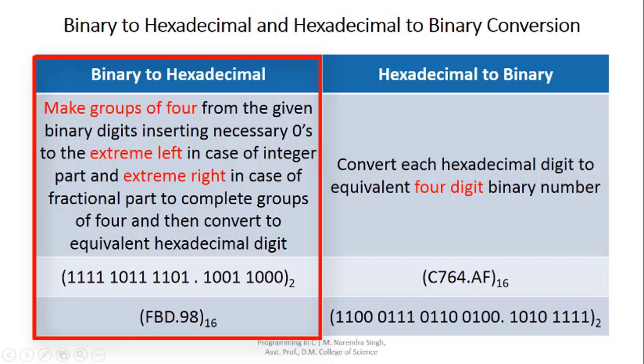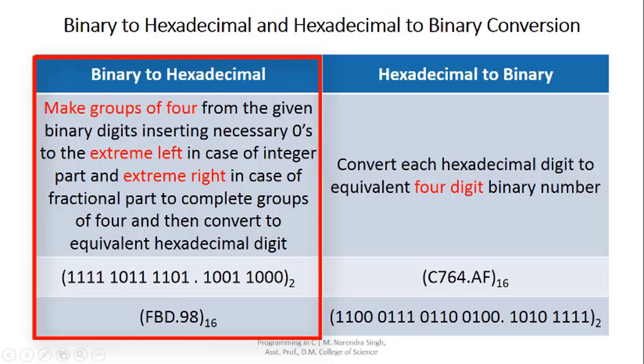Now let us take the second group of 4 binary digits, that is 1011. Its decimal equivalent is 8 plus 0 plus 2 plus 1, that is 11. 11 in hexadecimal is B. So we have got the second hexadecimal digit B. The next group of 4 binary digits is 1101. Its equivalent decimal number is 8 plus 4 plus 0 plus 1. 8 plus 4 is 12. 12 plus 1 is 13. 13 in hexadecimal is D. So we have finished converting the integer part into hexadecimal, that is FBD.